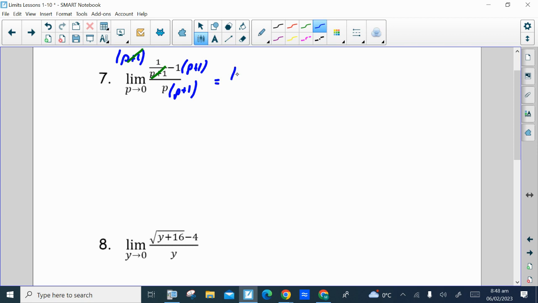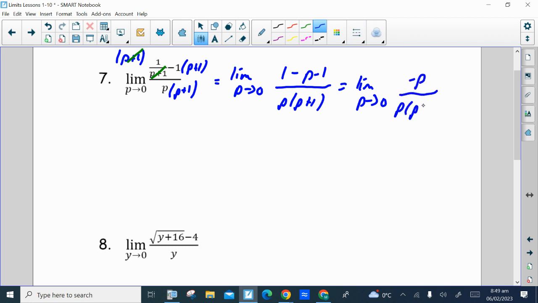And we are left with the limit as p approaches 0. So you're going to have 1 on top, take away, because now it's negative 1 times the p plus 1. So it'll be negative p minus 1. And again, I'm not going to multiply out the bottom. I want to get rid of that factor of p on the bottom, which I can do because when I simplify the top, I'm going to have the limit as p approaches 0. 1 minus 1 cancels, so you're left with negative p over p bracket p plus 1.